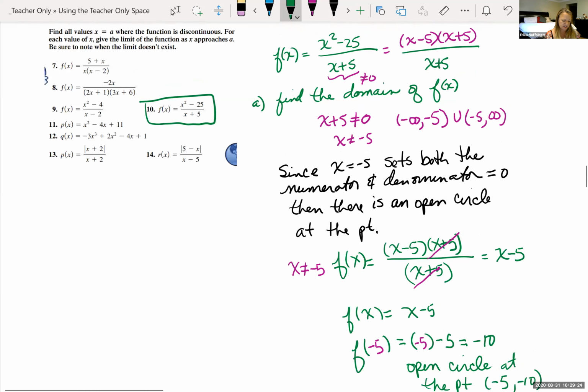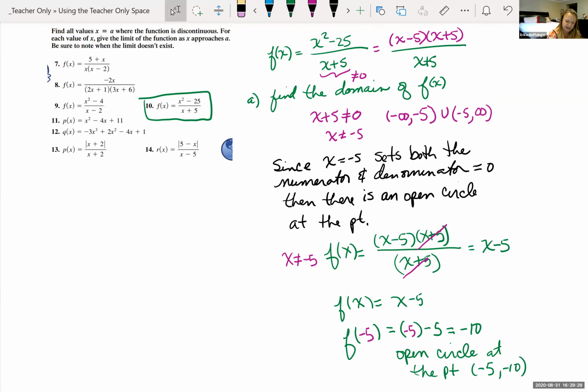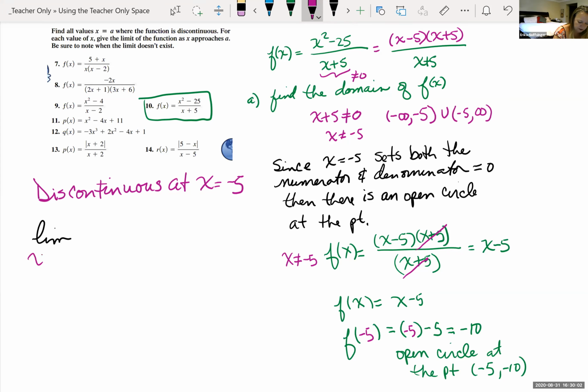Okay, so find all values of x where f is discontinuous. We said x cannot be negative 5, so that's where it's going to be discontinuous. But we also want to look at the limit. And so remember, if we looked at the limit of our original function, the limit as x is approaching negative 5 of x squared minus 25, all over x plus 5, and we go in and plug in negative 5 wherever we saw an x, using the limit rules, we have negative 5 quantity squared minus 25, and then negative 5 plus 5.